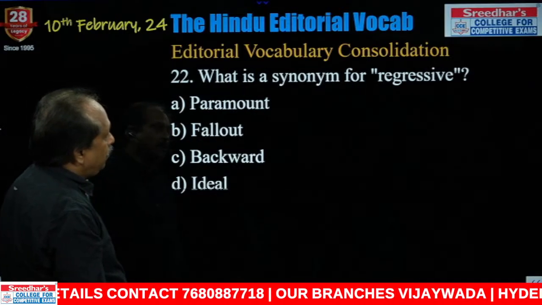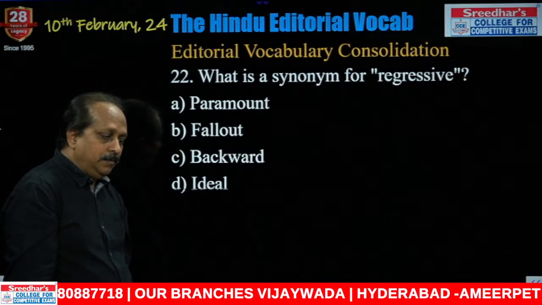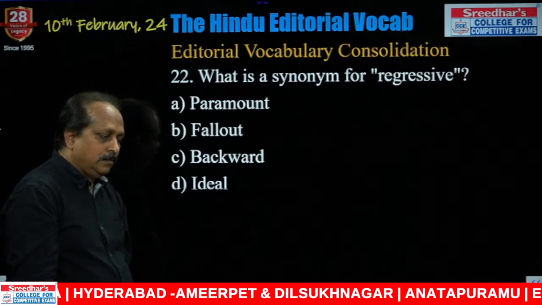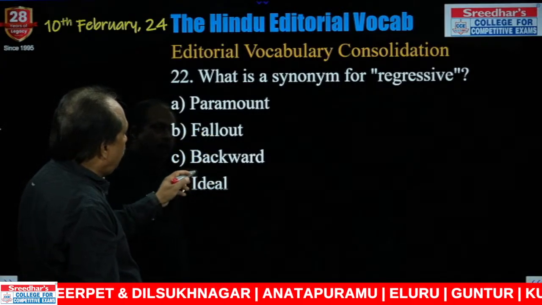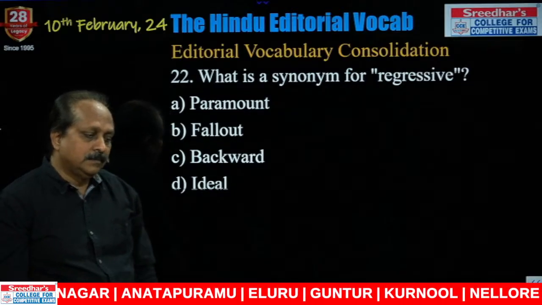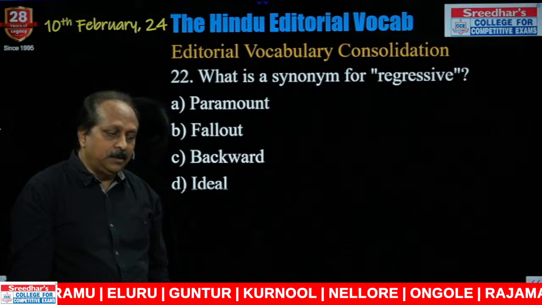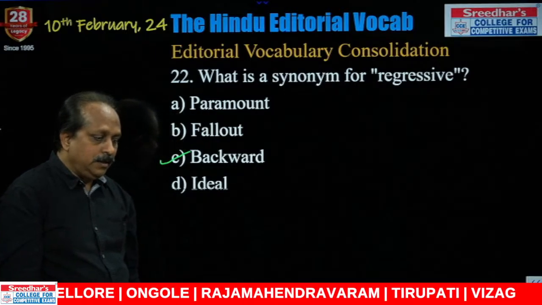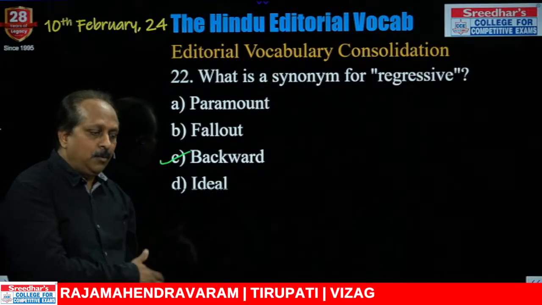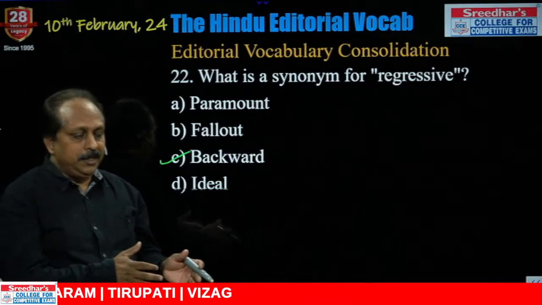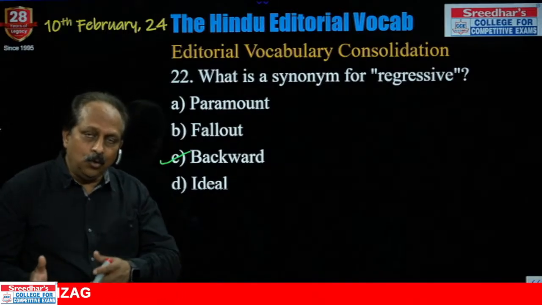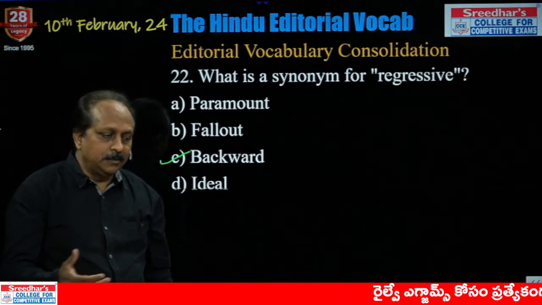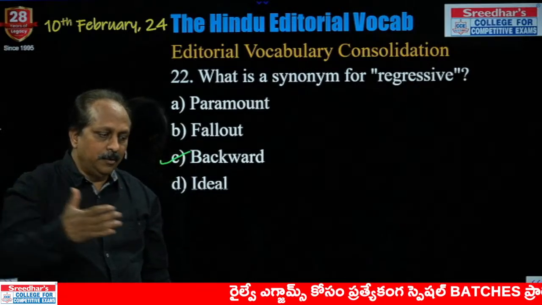What is a synonym for regressive? Regressive synonym. Paramount, fallout, backward, ideal. All these are important words, effective vocabulary. Kiran says 22C. Perfect. First one, got it right. Regressive means what? Going backward, in the sense initially worse situation, then you progressed. After some time, you go back to that worse situation. That is nothing but regressive. In a way, it is opposite of progressive. Progress, progressive, forward. Regressive, backward.